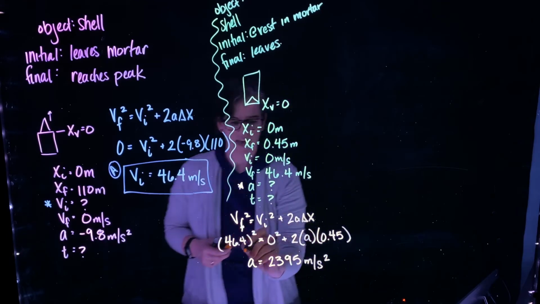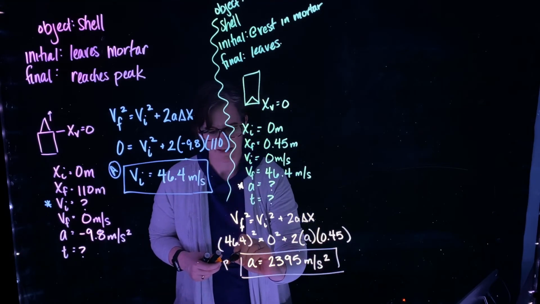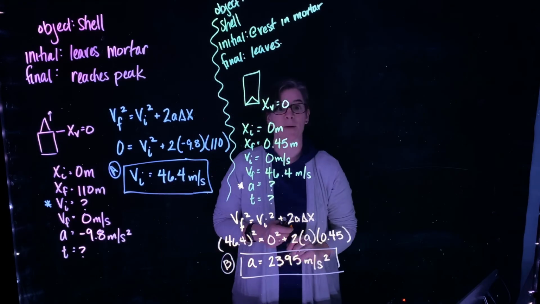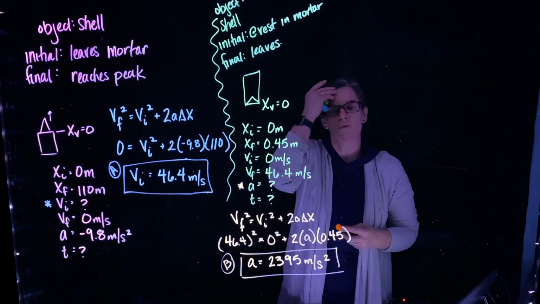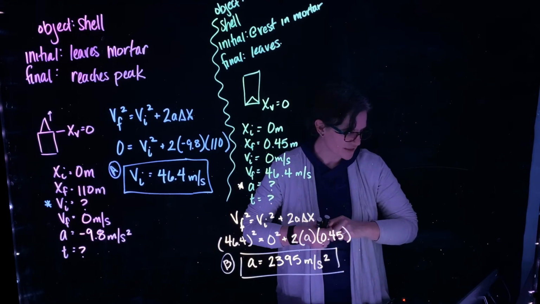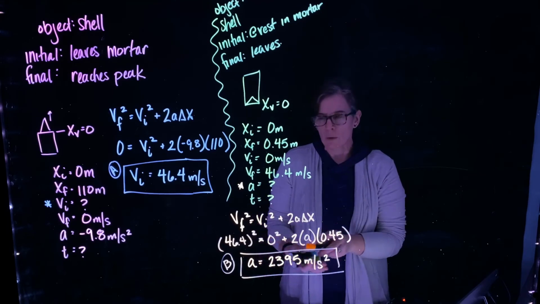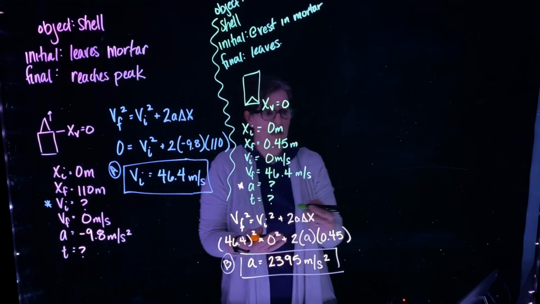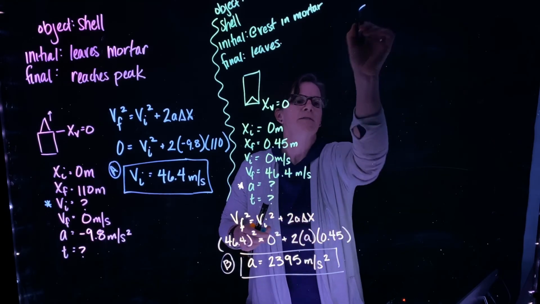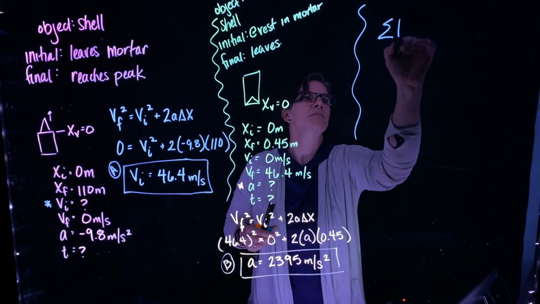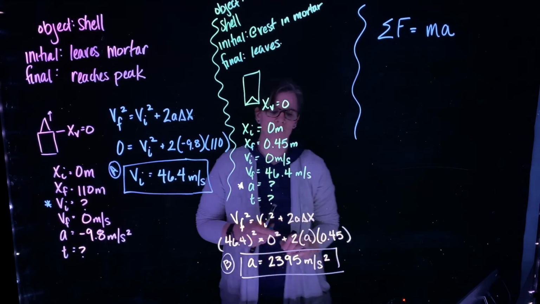Whew. That shell is moving. This is the average acceleration, so our part B. The third part says, well, what's the average force? What's the average force on the shell in the mortar? Well, we know that the average force, the net force, this is part C, is equal to the mass times the acceleration.